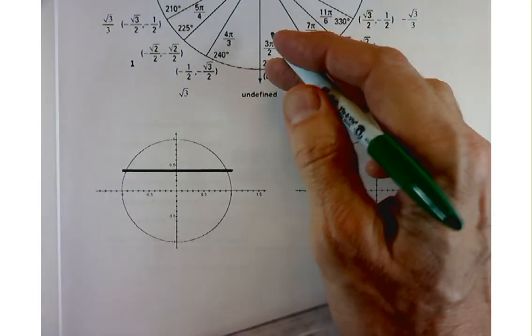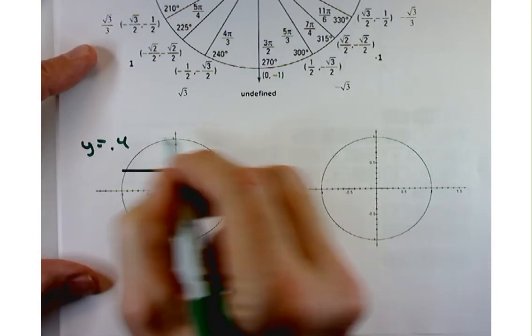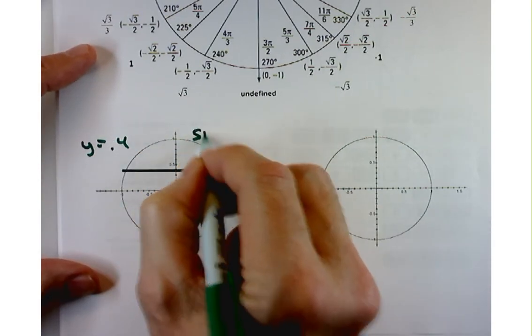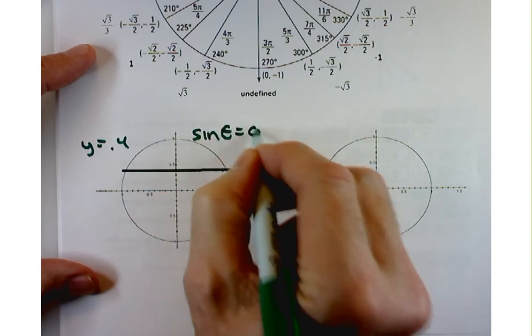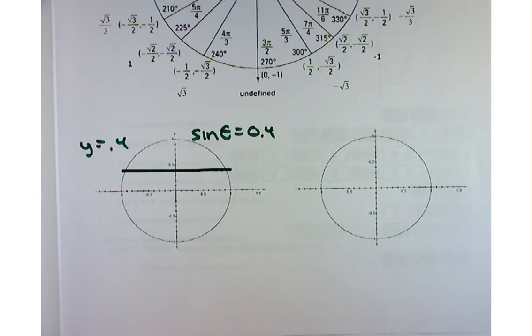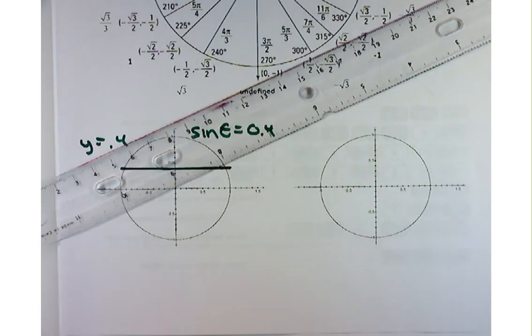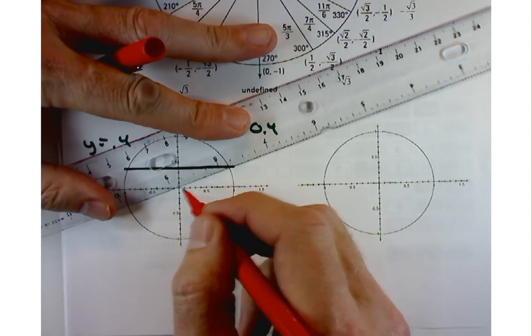So I've got y equals 0.4. And I'm going to solve sine of theta equals 0.4. I need these two solutions. There's two places here. Unfortunately, our calculator and/or Desmos is only going to give us one of these in a direct fashion.